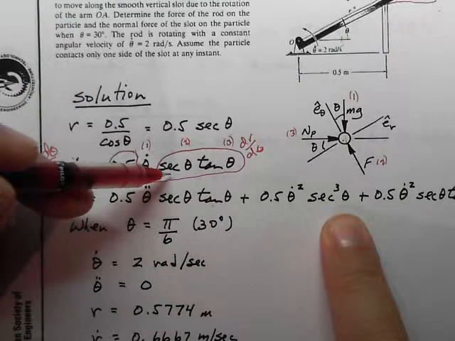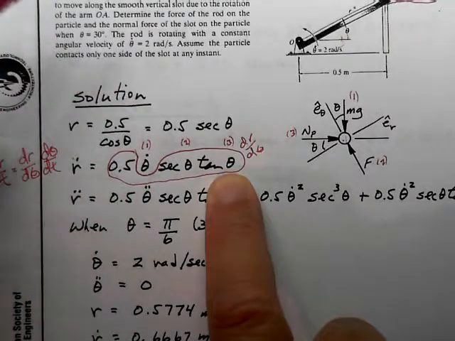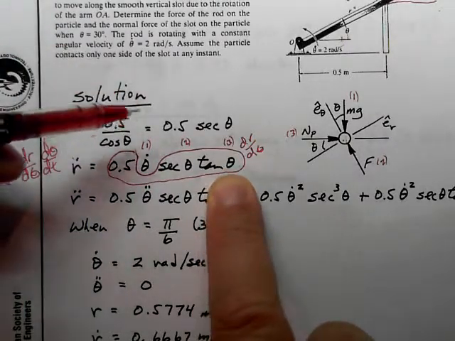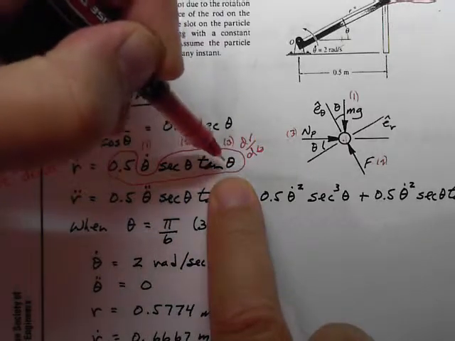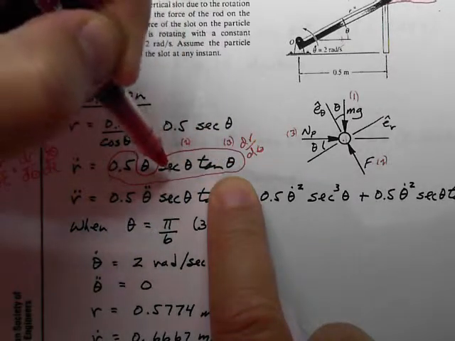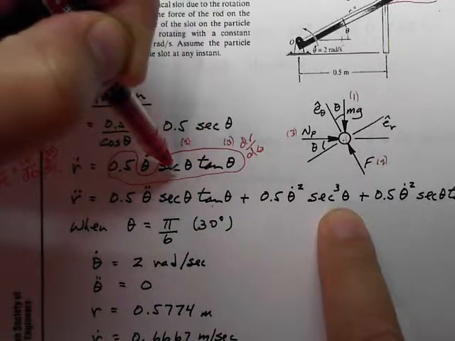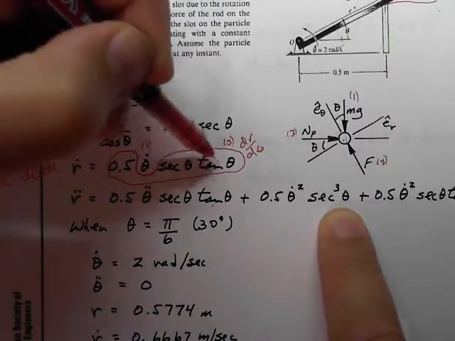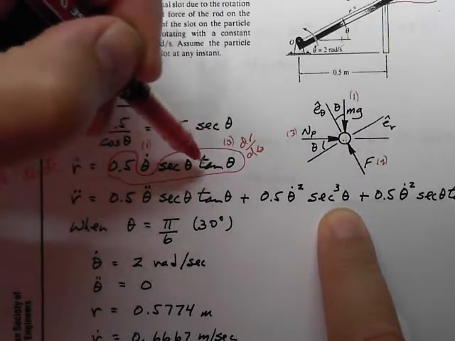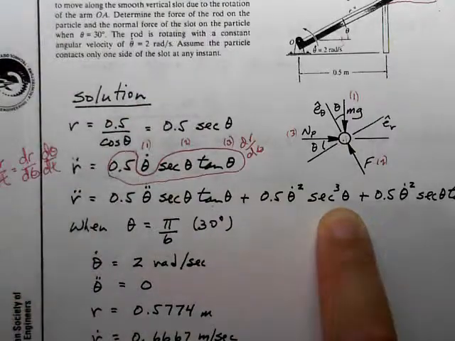Is that what we did? No, it looks like we took the derivative of tangent next, because the derivative of the tangent is secant squared times the secant, which gives us the secant cubed term. We went out of order. This is the derivative of the tangent piece while holding everything else constant.